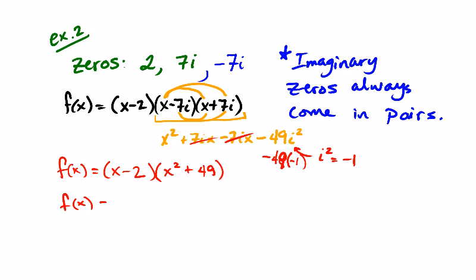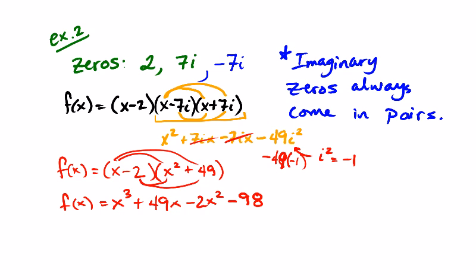And we're going to multiply that out, and we will have our polynomial. F of x equals x times x squared is x cubed, x times 49 is 49x, negative 2x squared, and negative 2 times 49 is minus 98. And that needs to be written in standard form for a final answer of f of x equals x cubed minus 2x squared plus 49x minus 98.